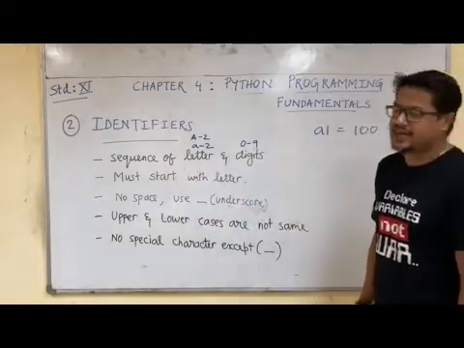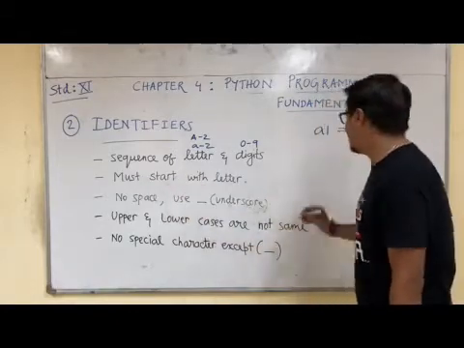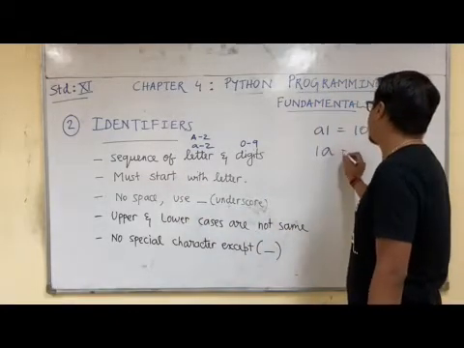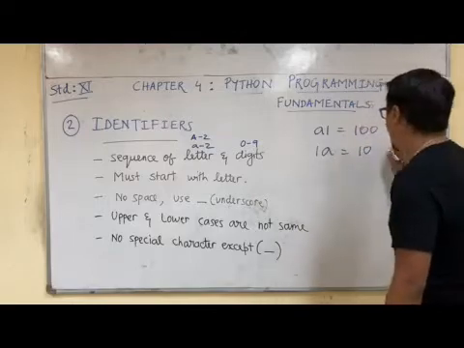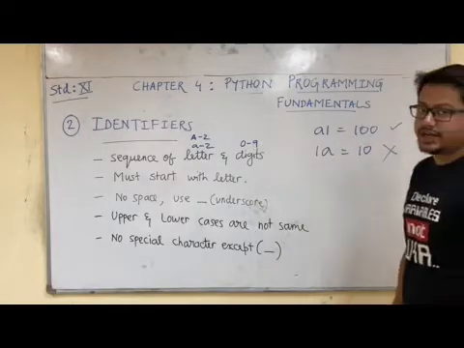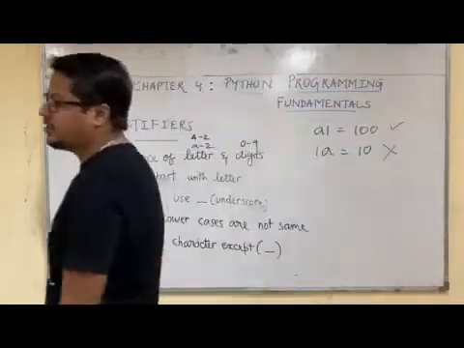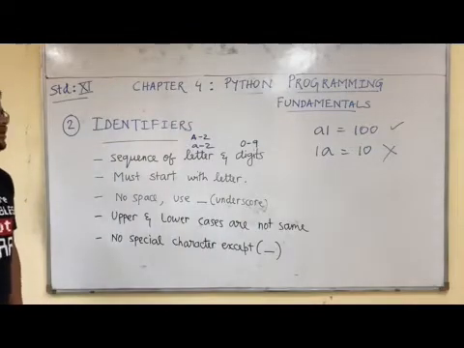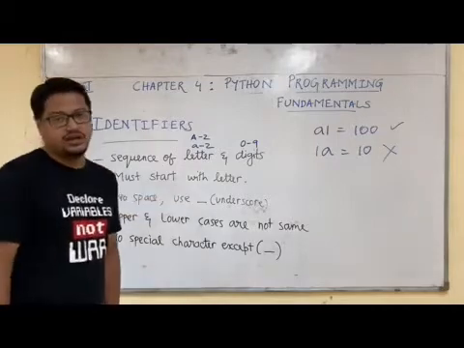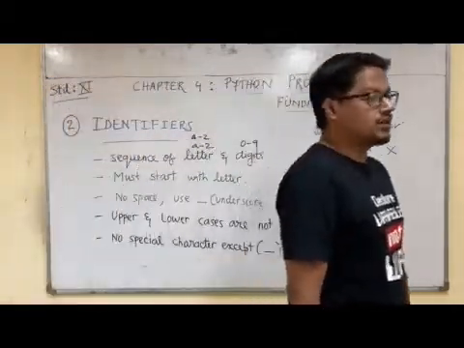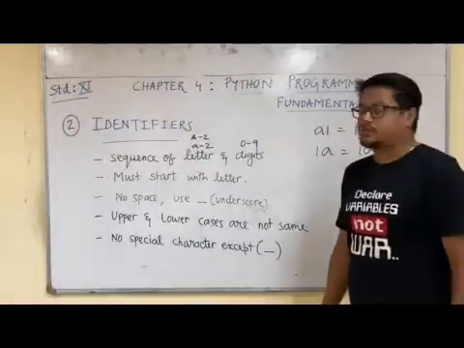But read the second rule. Must start with a letter. Suppose we are doing it like this, 1A equal to 10. This is wrong. Although it contains letters and digits, read the rules. A variable name or an identifier should never start with a number. It should start with a letter. Now the third one, no space.